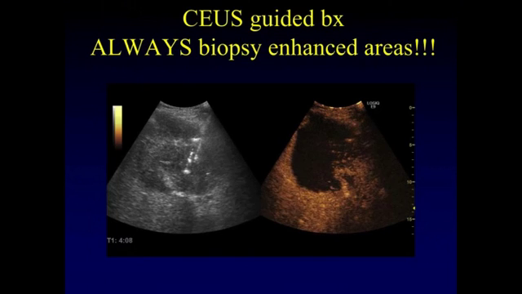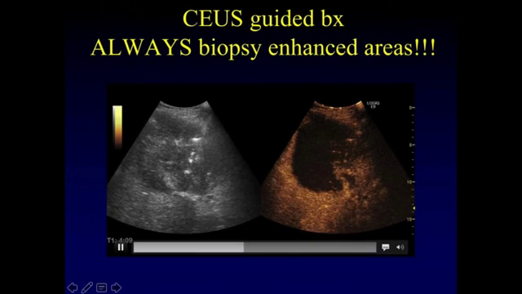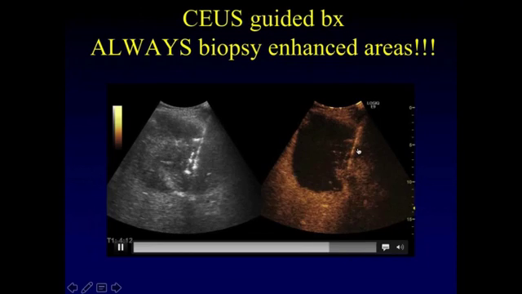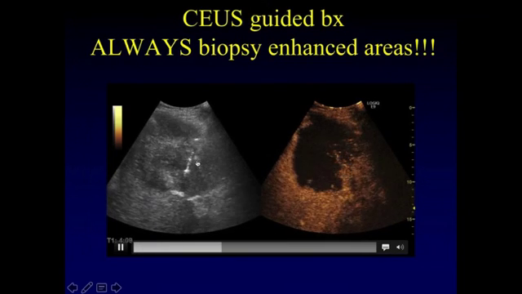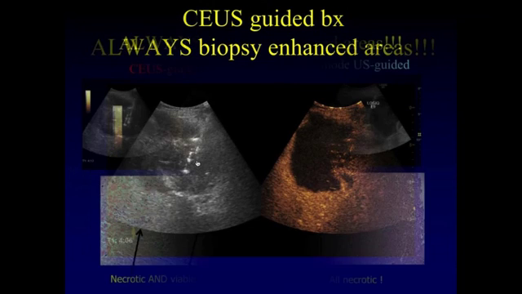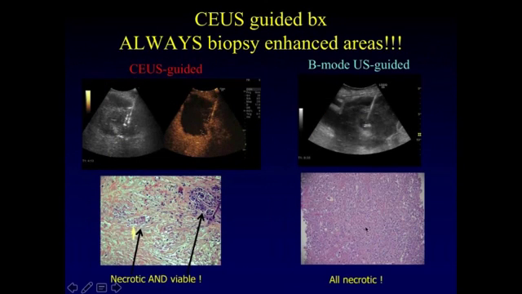And this is a CEUS guided biopsy, real-time CEUS guidance. You can see the needle coming down here on both the CEUS image and on the B mode image. You can see the needle sampling from the perfused area. And here on the right, you have the necrotic biopsy area. The biopsy was taken in the center, which is not wise to do, but when you only have the B mode, you might not know. When you have the CEUS guidance, you can take it from the viable area.